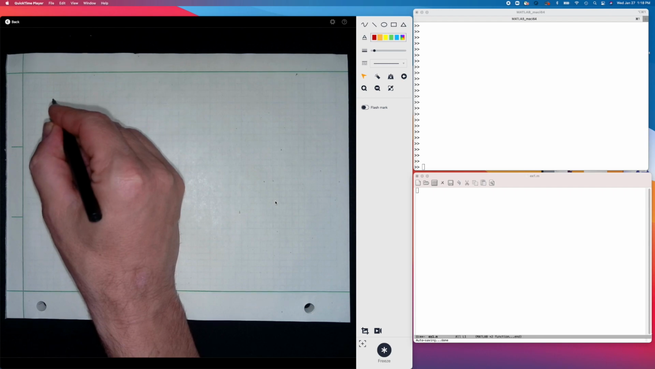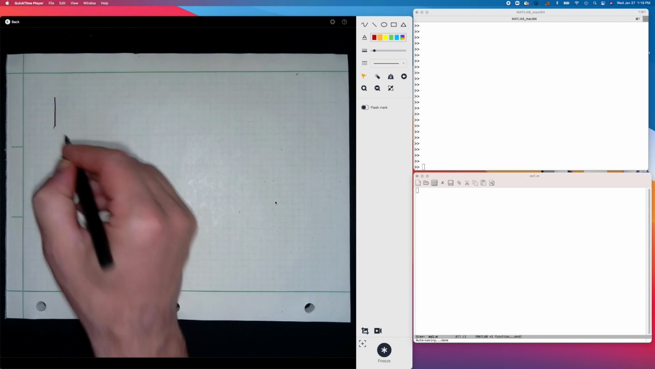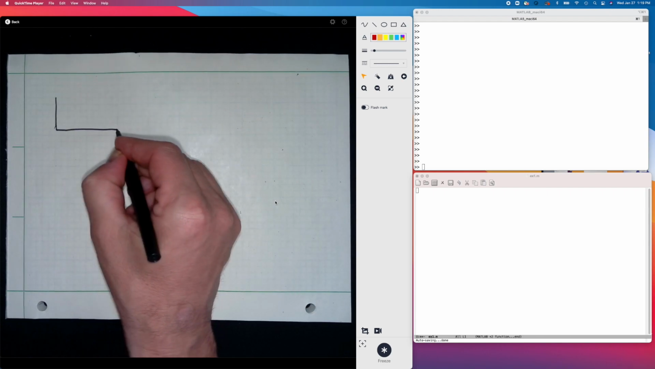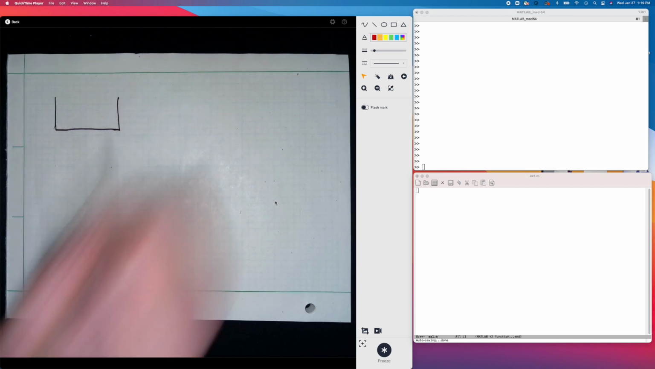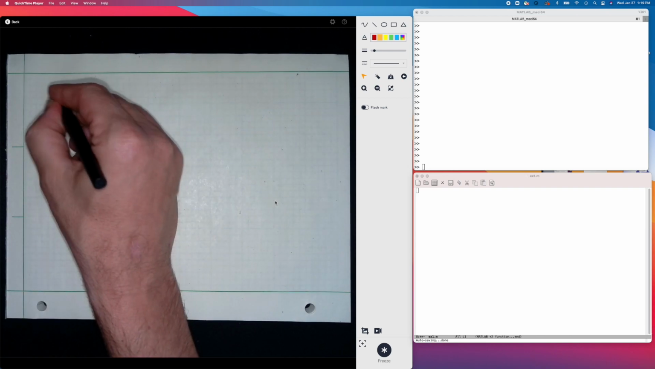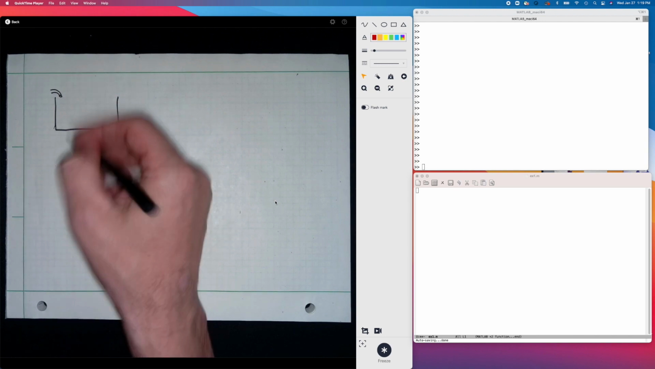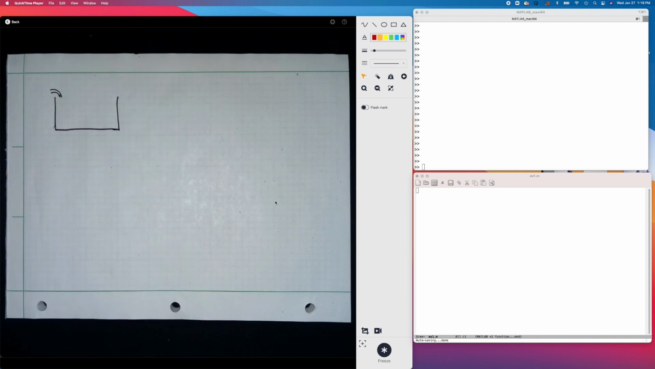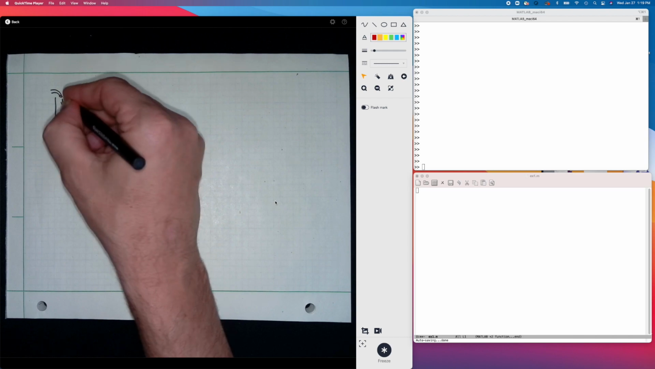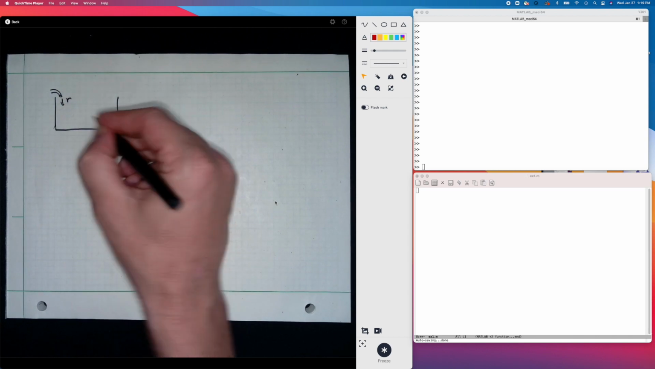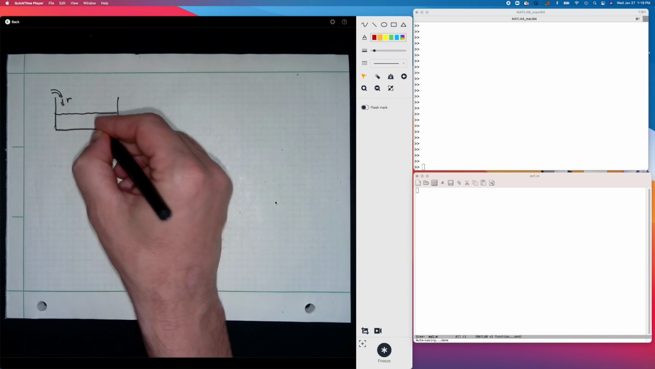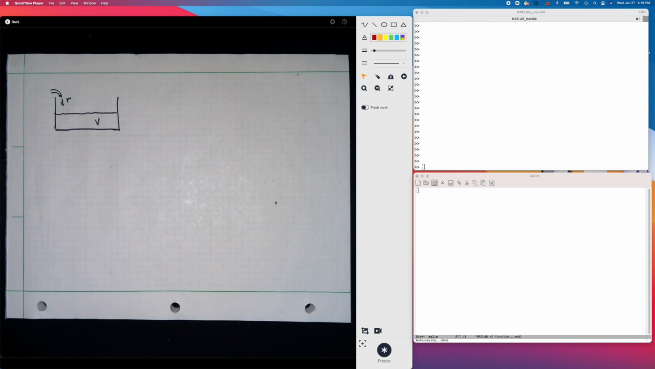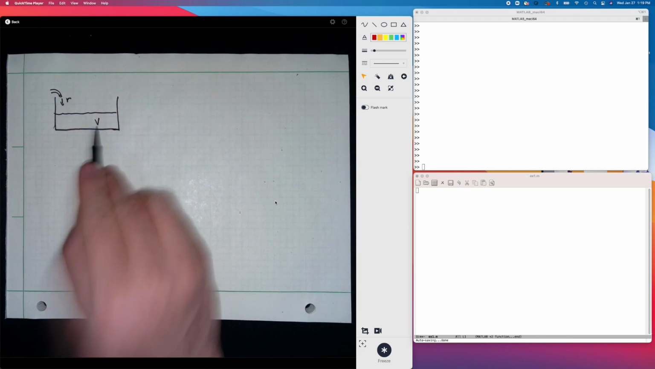We imagine we have a basin like a bathtub, a reservoir, and this will be our box. And we have an inflow of water into it, and the water flows into the tub at a certain rate, R, and the volume of water in the tub is V. And what we're trying to do is find out what is V as a function of time.